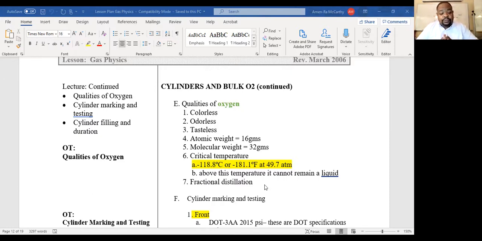But that is the critical temperature, negative 118.8 Celsius or negative 181.1 Fahrenheit. If the temperature rises 1 degree above this, then that liquid will dissipate and turn into a gas. Okay? All right, and also, oxygen uses fractional distillation.